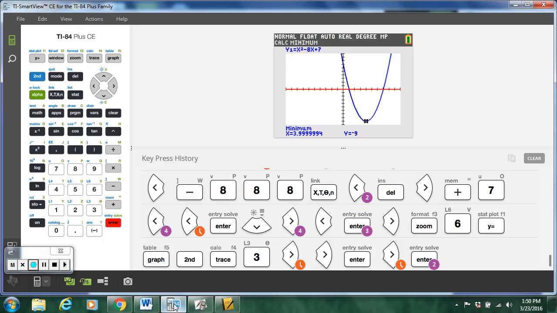All right, we're talking about the range. What are the range? Are they the x's or the y's?